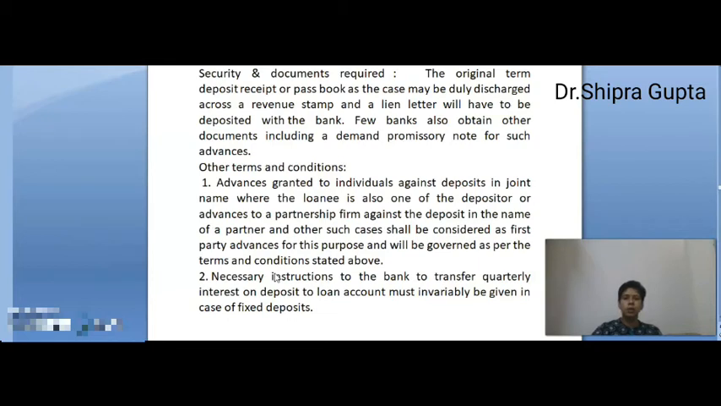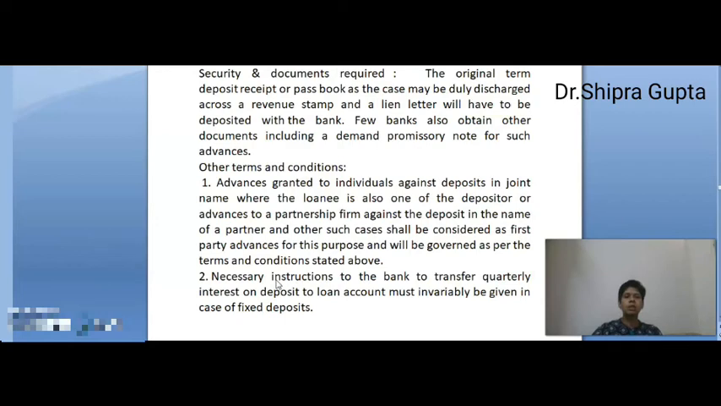then the loanee should also be one of the depositors. In these terms, the loanee should be a part of both persons. Or advances to a partnership firm against the deposit in the name of a partner, and he or she should be a partner of the firm that takes the loan. Advances to a partnership firm against the deposit in the name of a partner and other such cases shall be considered as first party advances for this purpose and will be given as per the terms and conditions stated above.